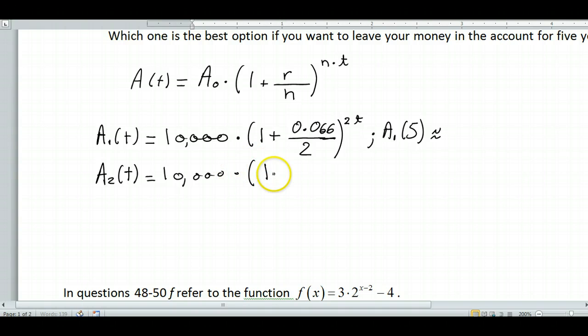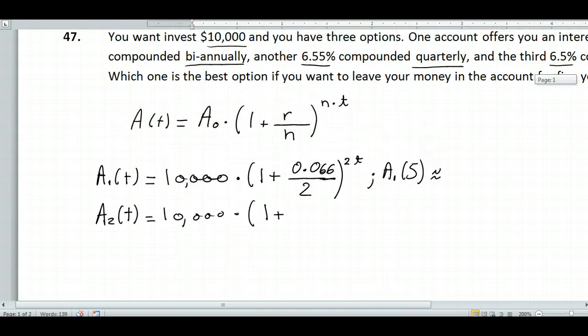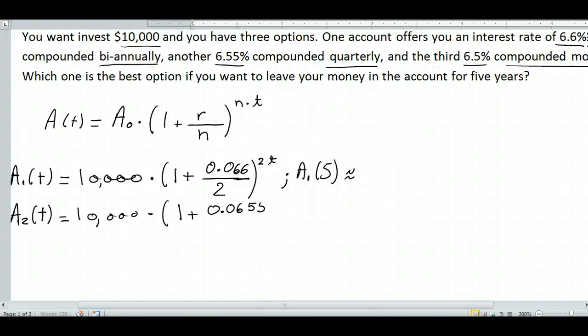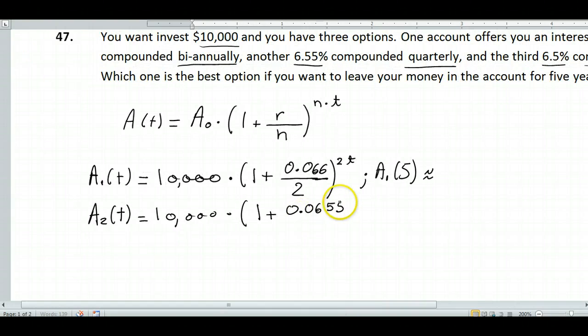A2 of T is 10,000 times 1 plus, okay, what's going on in the second option? The second option is 6.55%, 0.0655 divided by 4, quarterly. Quarterly means 4 times a year, to the power of 4T. And we'll look at A2 after 5 years.